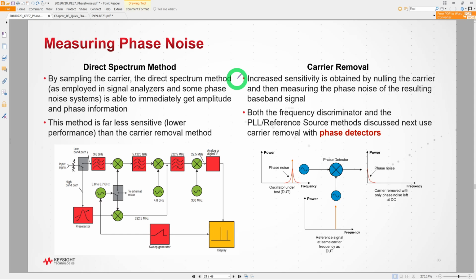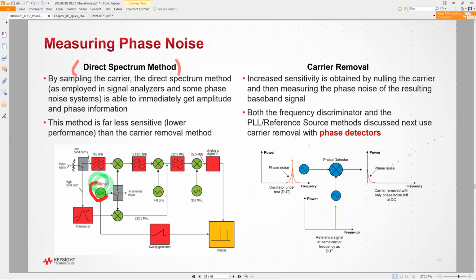What kind of measurement techniques do we need to be able to measure sources which are much cleaner than the instrument we're trying to use to measure them? And of course, the reason this doesn't work very well for us right now is because we're doing basically a direct spectrum measurement method. And that means that the spectrum analyzer is going to down convert the signal we want to look at into an IF section and then digitize it.